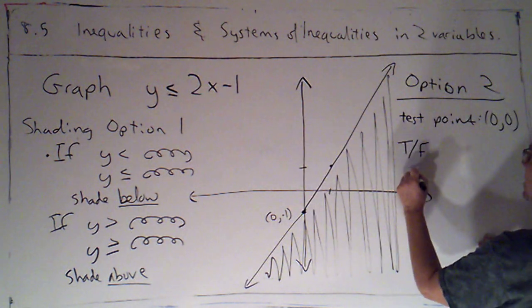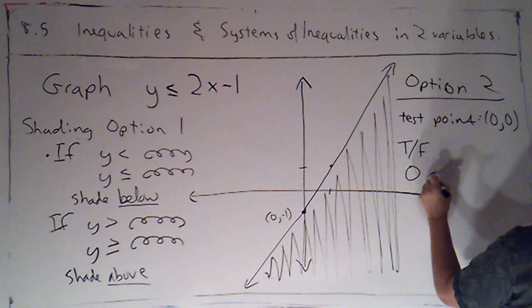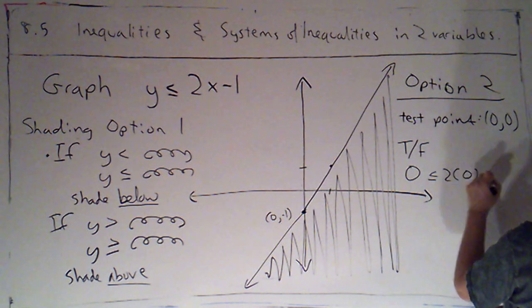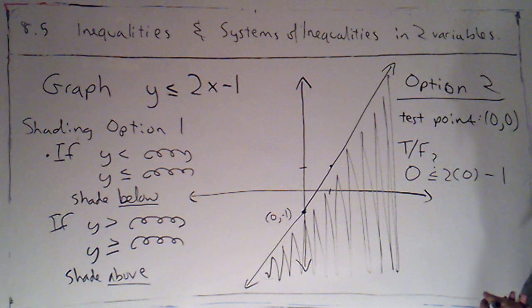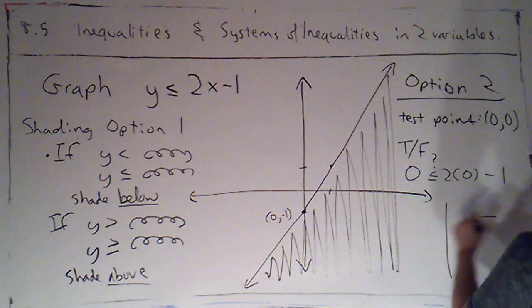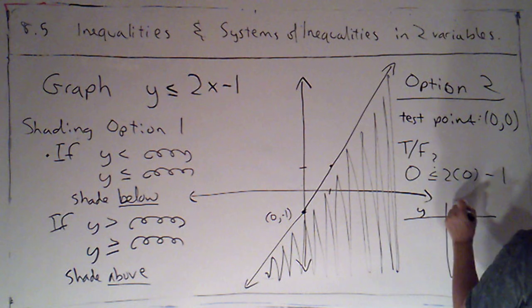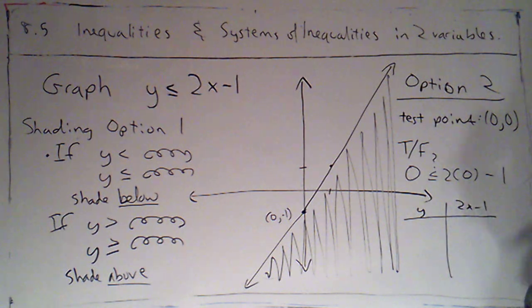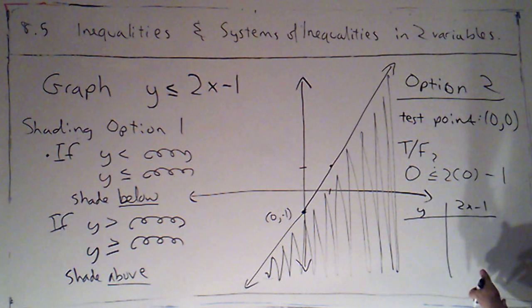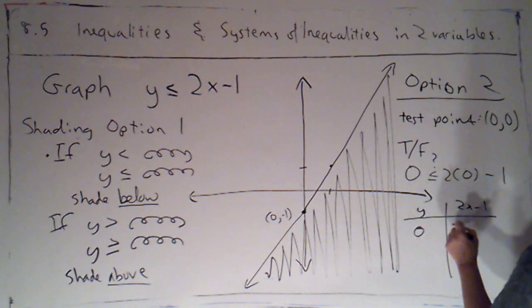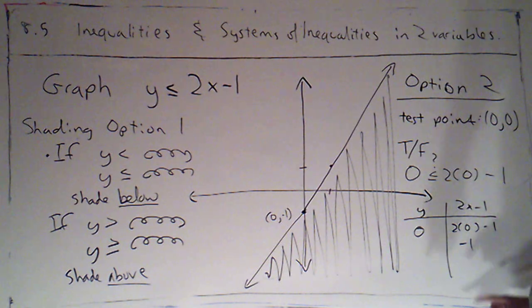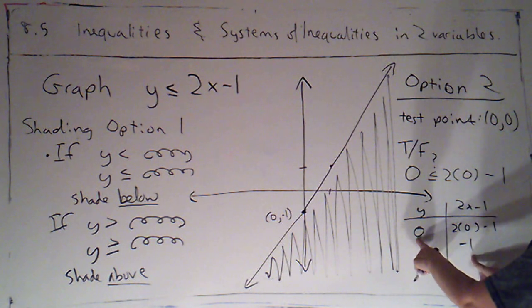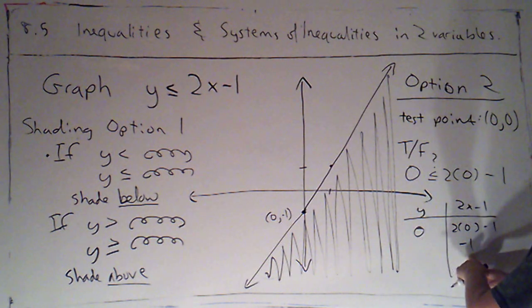So if I just copy 0 less than or equal to 2 times 0 minus 1. And I might want to put a little question mark here to see if that works. Or alternatively, I could just work with y and 2x minus 1, and create a table like so. 0, 2 times 0 minus 1. This would become minus 1. So now the left-hand side is 0, the right-hand side is negative 1.